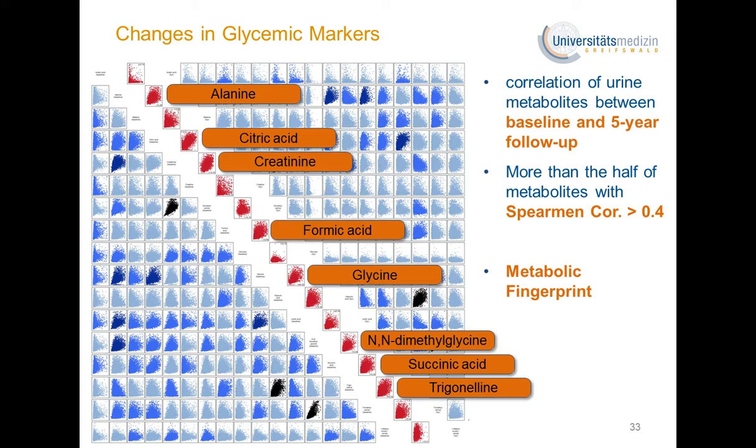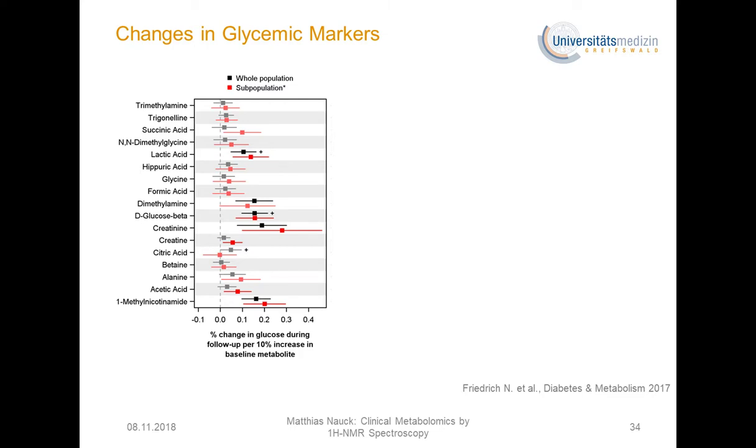And a Spearman correlation greater than 0.4 is a hint of a metabolic fingerprint of these probands. So we see that there is a constant concentration in the urine, and therefore we can apply these concentrations, these analytes, for medical purposes. And here you see the way how we looked at these data.